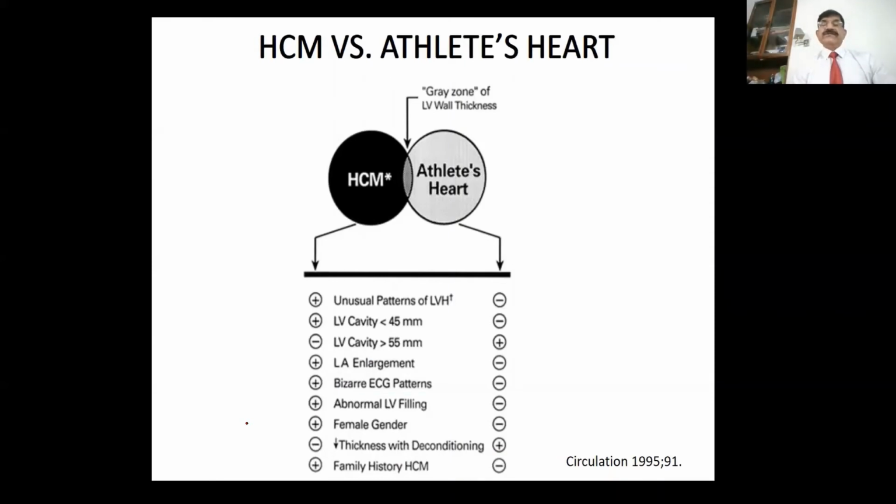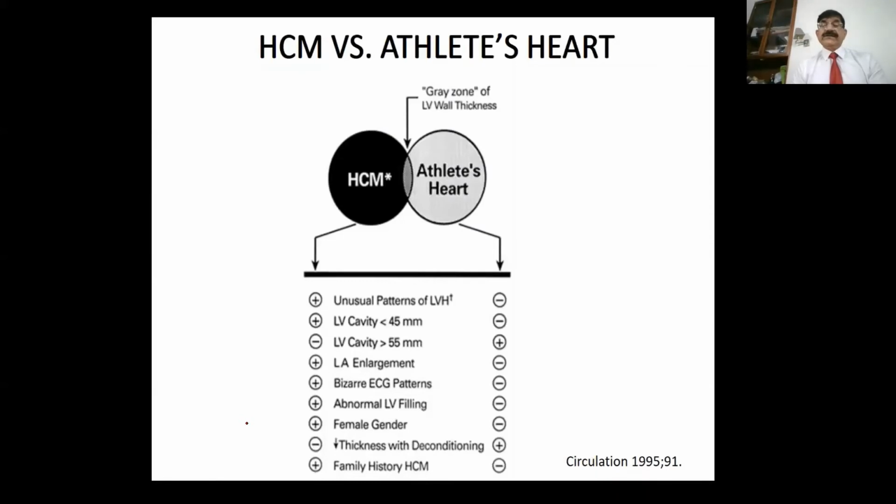Unusual patterns of left ventricular hypertrophy are common in hypertrophic cardiomyopathy. Cavity more than 55 millimeter is common in athlete's heart. LA enlargement is more common in hypertrophic cardiomyopathy. Bizarre ECG patterns are more common in hypertrophic cardiomyopathy. Abnormal diastolic filling patterns are more common in hypertrophic cardiomyopathy. Female gender is more common in hypertrophic cardiomyopathy.